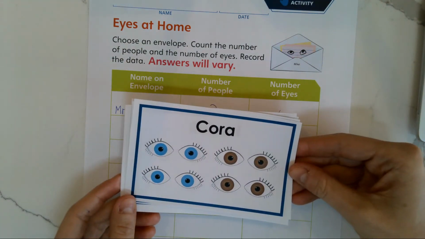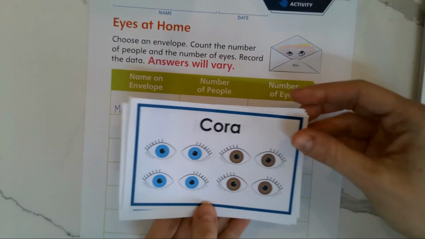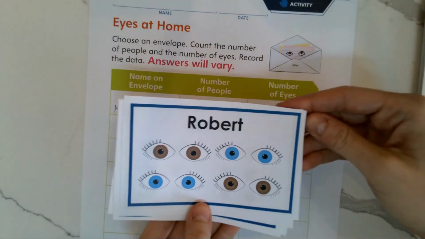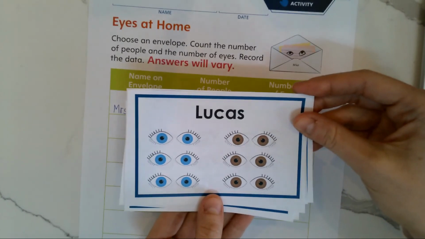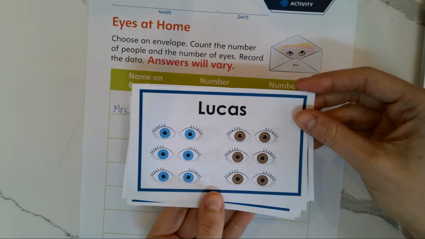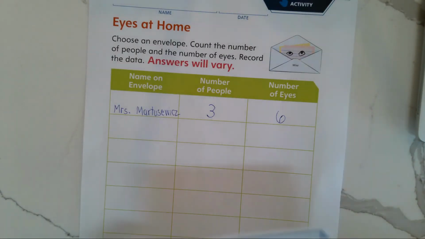So you'll notice I'm going to send you some cards that look like this. They have students' names on them, and then the eyes are there showing how many people and how many eyes are in their family. So let's look at one of these together. We'll record one more together today. Let's look at Cora's card.